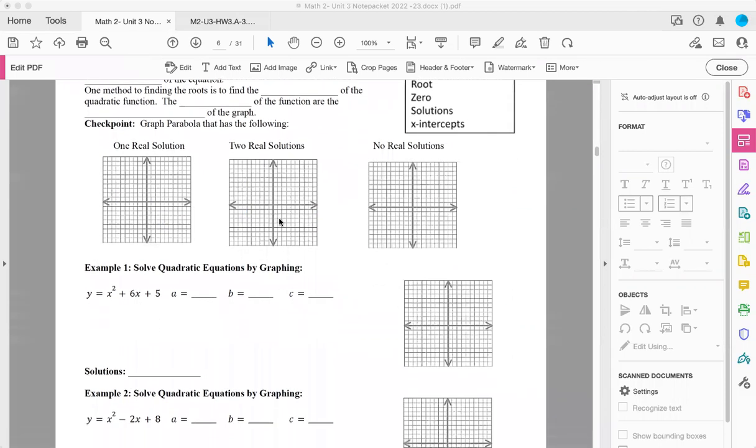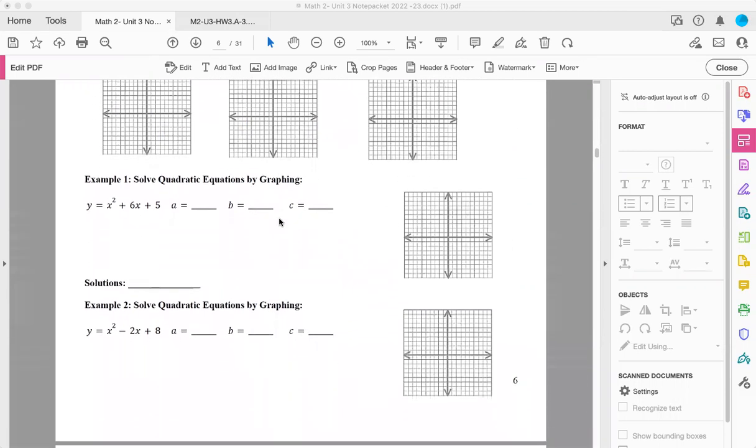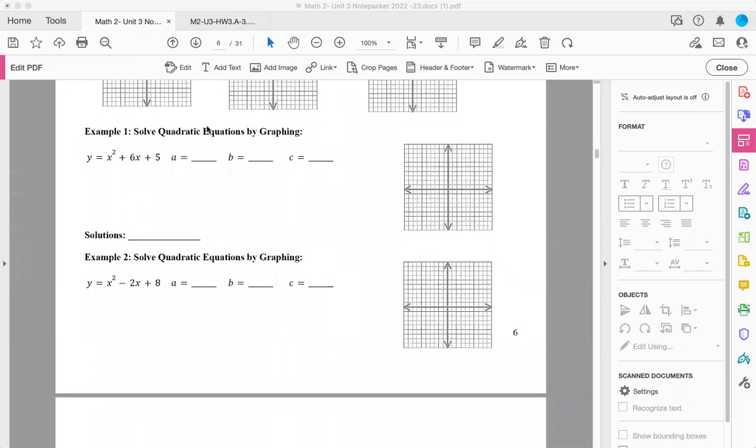Solve quadratic equations by graphing. Now, if you remember the standard form, this is the standard form that is given to you here, which is technically ax squared plus bx plus c. And always make sure you write it in this order, right? X squared first, then x, and then the constant, if any. Now, we identify a, b, and c first.